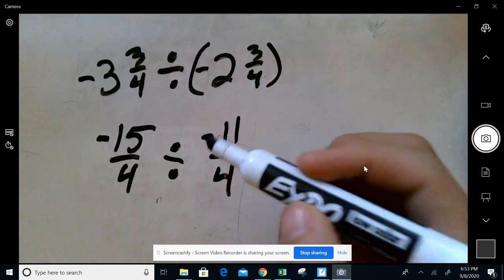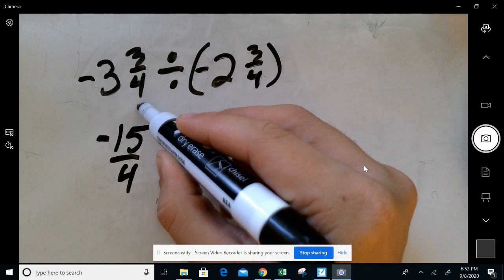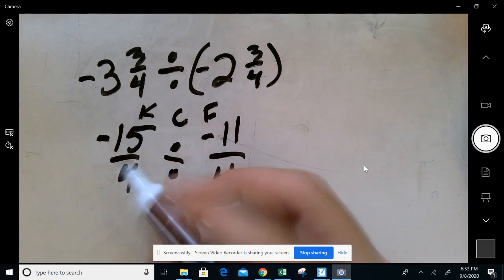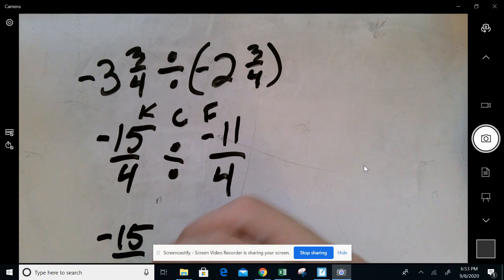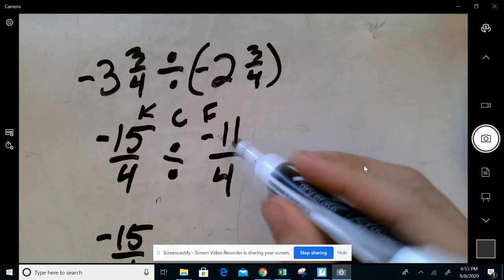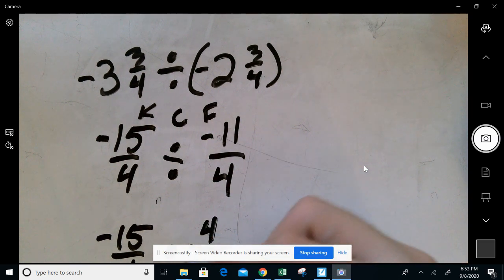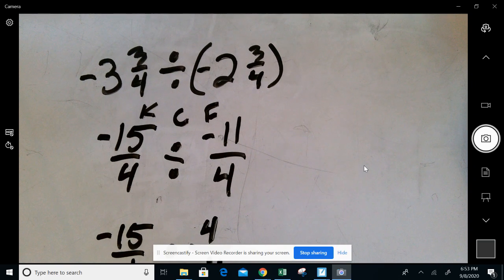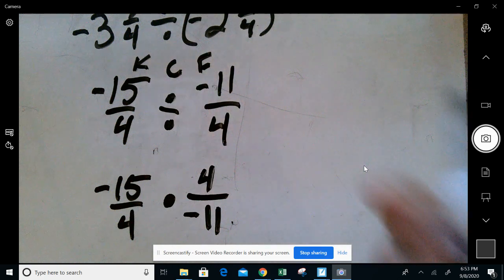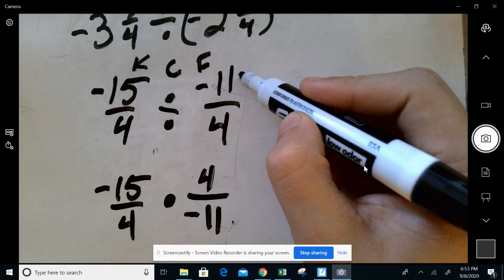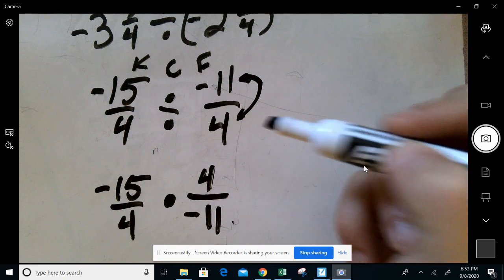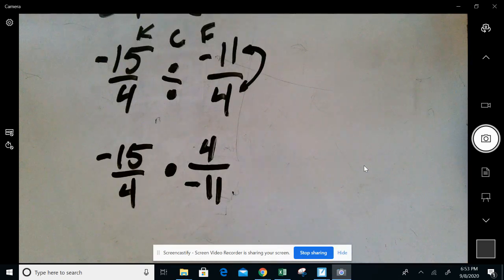All right. And so what we're going to do is, we're going to do keep, change, flip. Similar to keep, change, change, keep negative 15 over 4. Change the sign to its opposite. So it'll be multiplication, and flip the fraction, or get its reciprocal is what that's called. All right, so we flipped it. And so flipping means, so only do this with division. We're just going to flip the 11 and the 4. All right. From there, you're just going to multiply straight across.